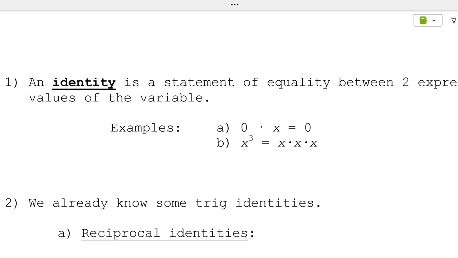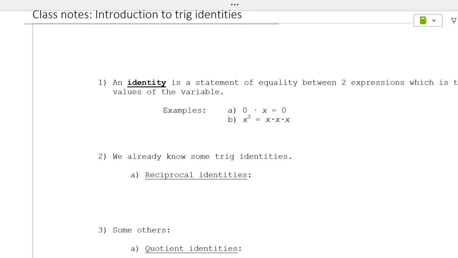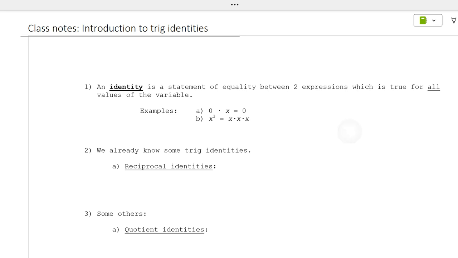0 times x is 0. Really, 0 times anything is going to be equal to 0. And the second one, if I have x cubed, that means x times x times x. So hopefully those are two we're familiar with. We're going to throw the word identities out there a lot in this unit, which is why I wanted us to be comfortable with the definition of identity.